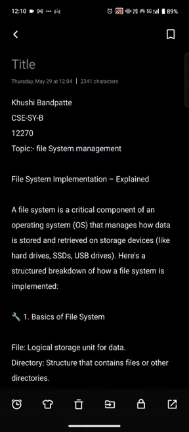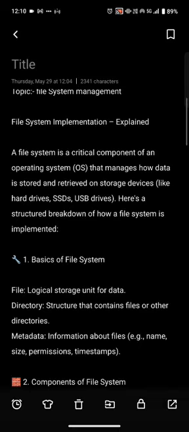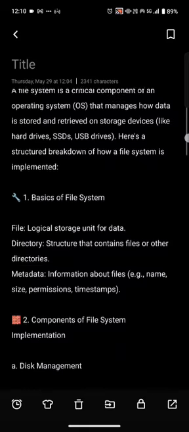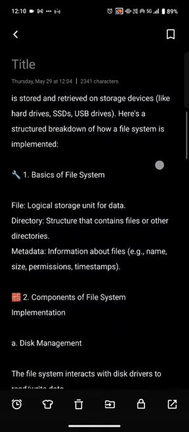My topic is file system management, file system implementation. A file system is a critical component of an operating system that manages how data is stored and retrieved on storage devices like hard drives, SSDs, and USB drives. Here is a structural breakdown of how the file system is implemented.